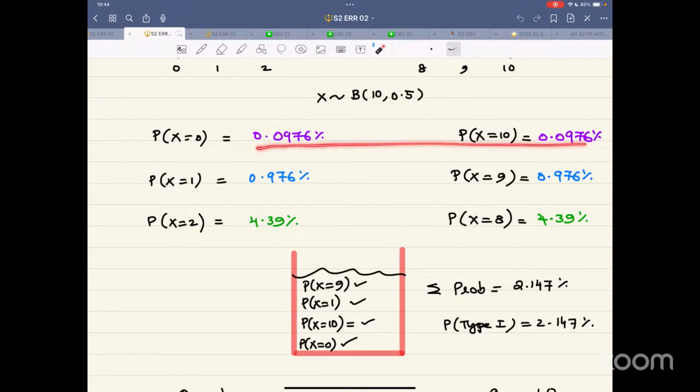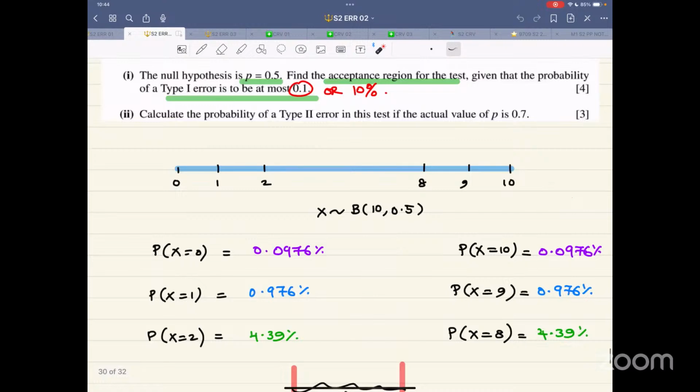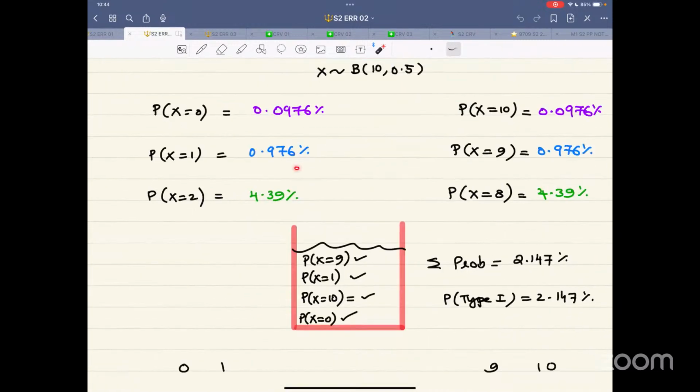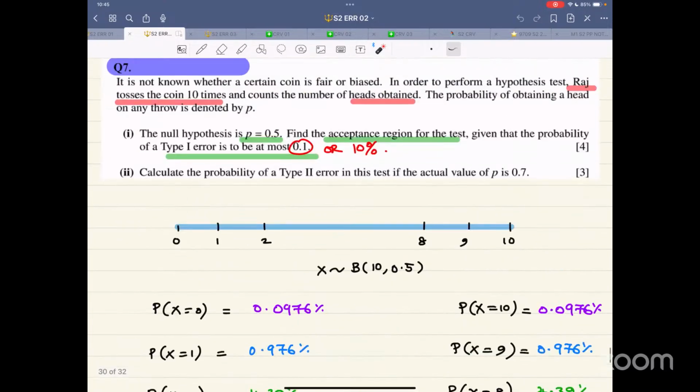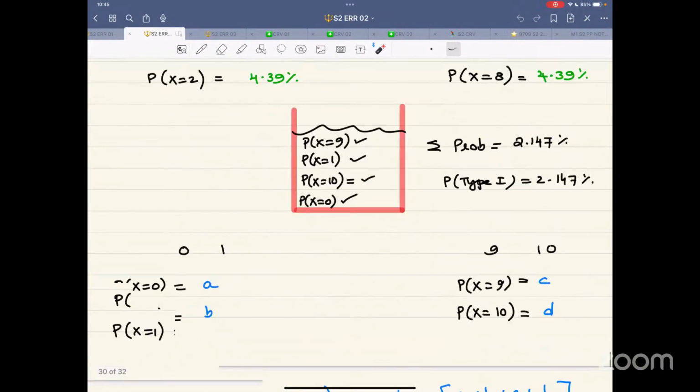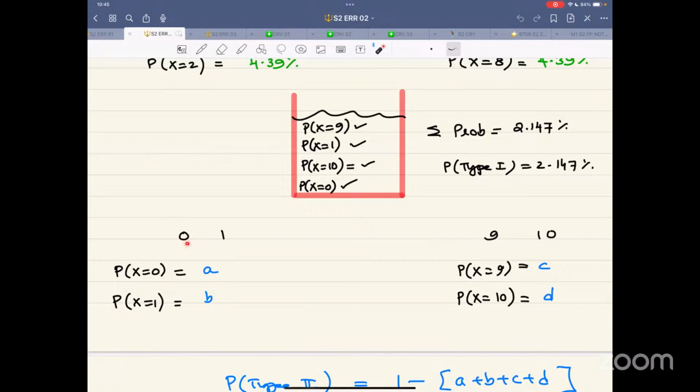Now, when I add the two purple numbers, it's still very, very less as compared to 10%. If I add these two, still it's very less. But if I add this thing, 4.4, 4.4, that's 8 point something, I think that's going to exceed. So whatever fits in this container, that is the critical region. Some people can use a number line. So I can say 10 is there, 9 is there, 1 is there, 0 is there, but 2 is not there, 8 is not there. So basically 0, 1, 9, and 10, that is the critical region.